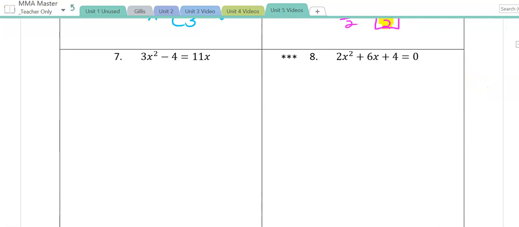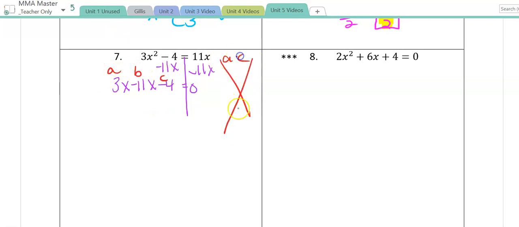So number 7 right here, I have to set it equal to 0. So minus 11x, minus 11x. And I hope y'all recognize that 11x is the b term. It is that b term right there. So now I'm going to label my a, my b, and my c. First, I slide the 3 to the negative 4, and that's going to give me a negative 12, and my b value is a negative 11.